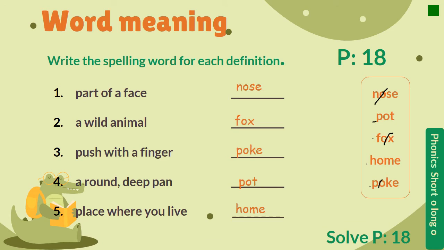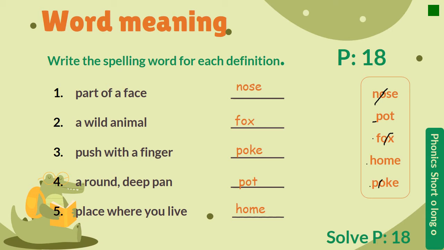Here we have some words with short and long O sounds. We have to know the meaning of each word, and we have to write the spelling word for each definition. The definition is the meaning of each word. Here we have the words nose, pot, fox, home, and poke.